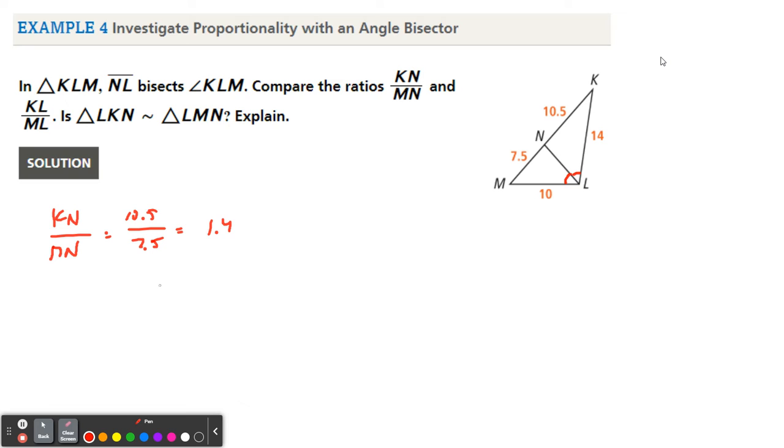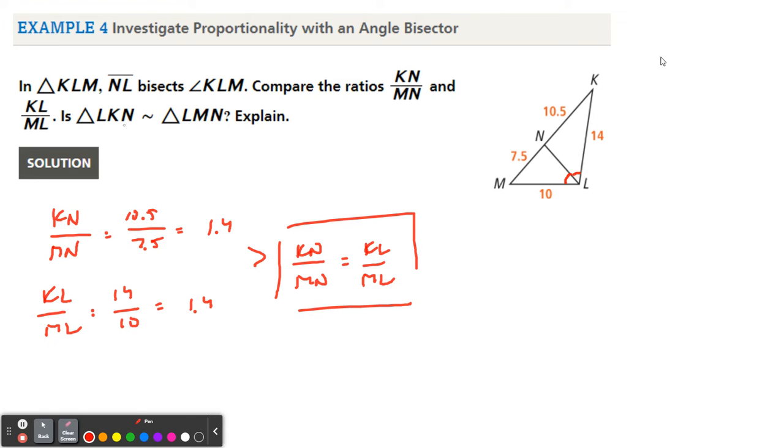And now I'll do the other ratio they want to compare, which is KL over ML. So KL is 14 over 10. And again, I know that in my head, just move the decimal place 1 to the left when you divide it by 10. That is also 1.4. So because of this, they are proportional. KN over MN, the two parts of this segment, are proportional to KL over ML, these two sides of the big triangle.